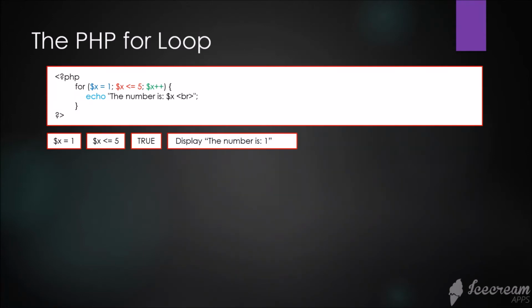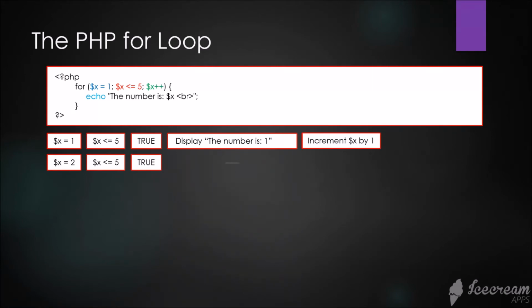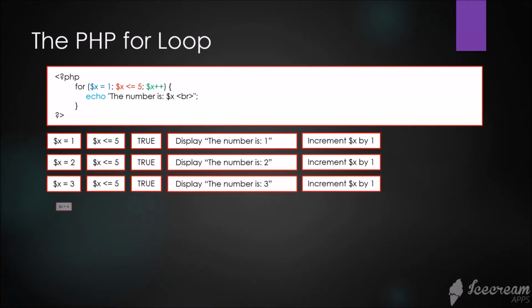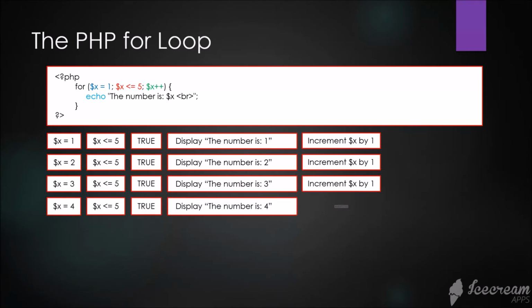Now, let's display the statement and increment x by 1. Okay, so x equals 2 currently. Then if we compare, x is less than or equal to 5. True or false? It will be true. Then we display the statement again. Increment x by 1. Then the current value will be 3. Then it will compare. Then it will be true. And it will continue until such time our condition becomes false.